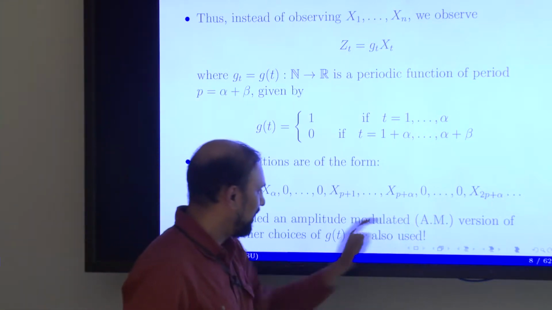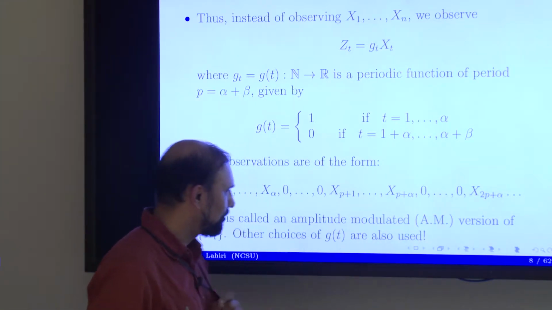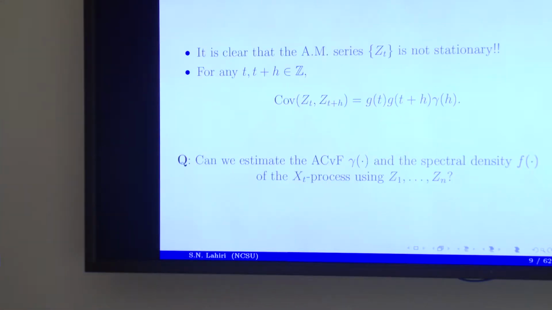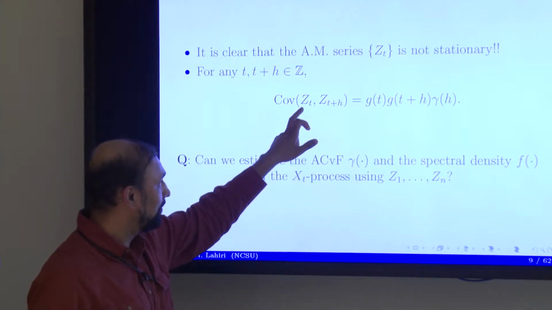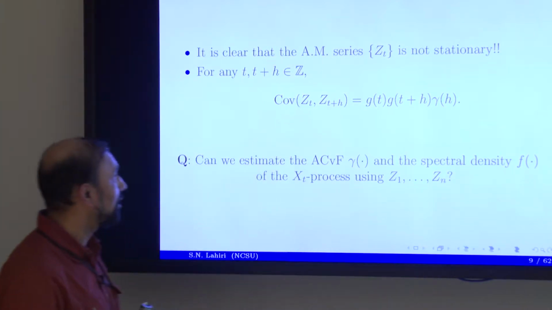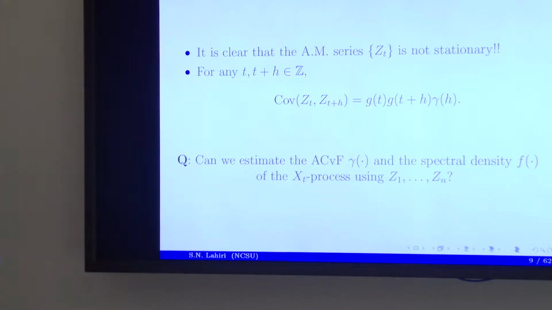So if I write AM, it's the amplitude modulated version. When you look at your observations, for the periods where you do not have any observation, you can say they are missing, and R will tell you NA. But if you suppose that you're replacing them with zeros, then you have this Z_t process. For the Z_t process, its covariance structure is not going to guarantee stationarity anymore.